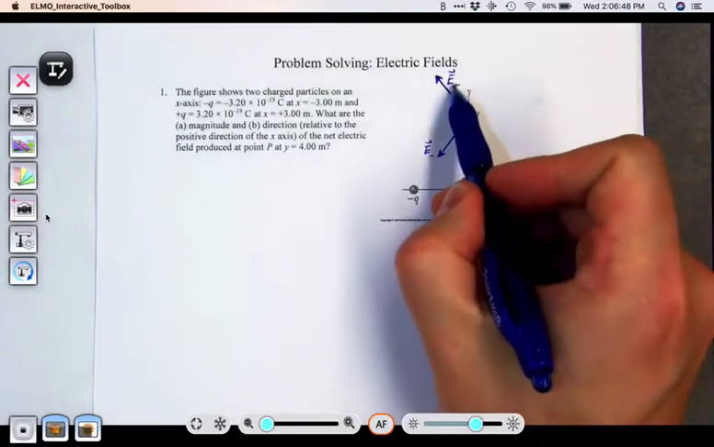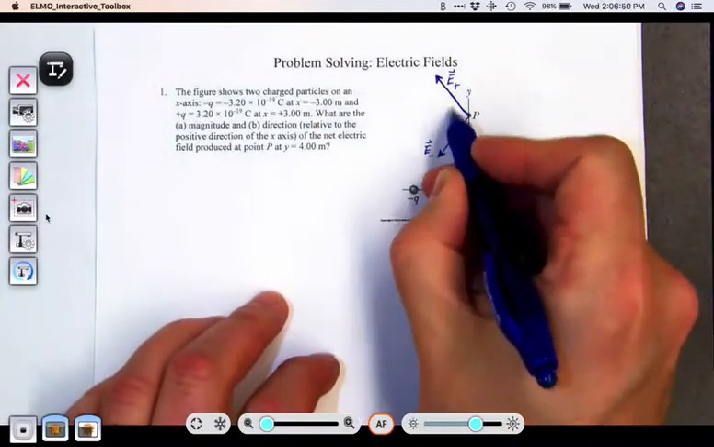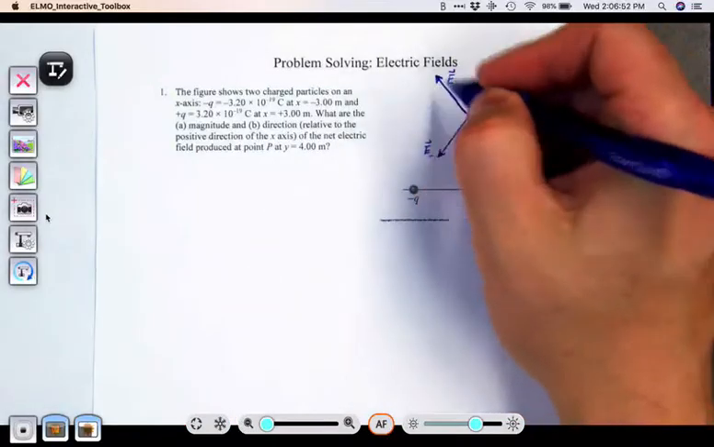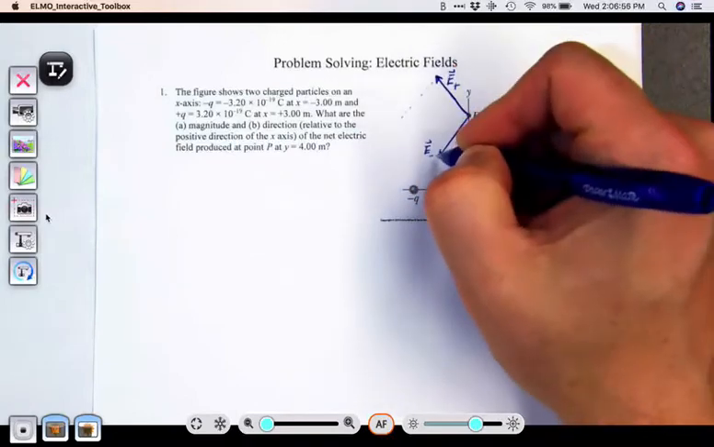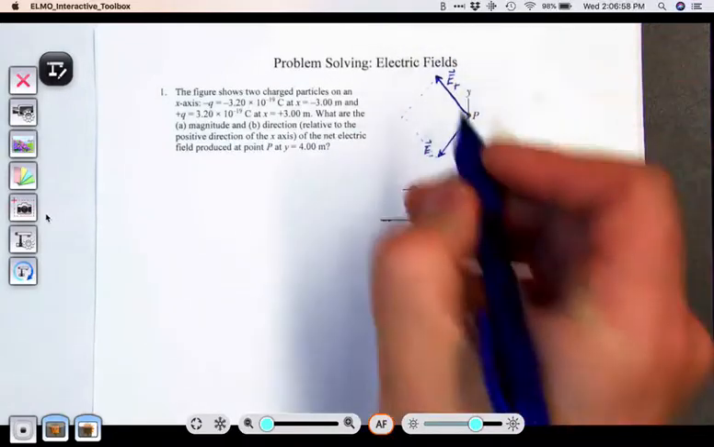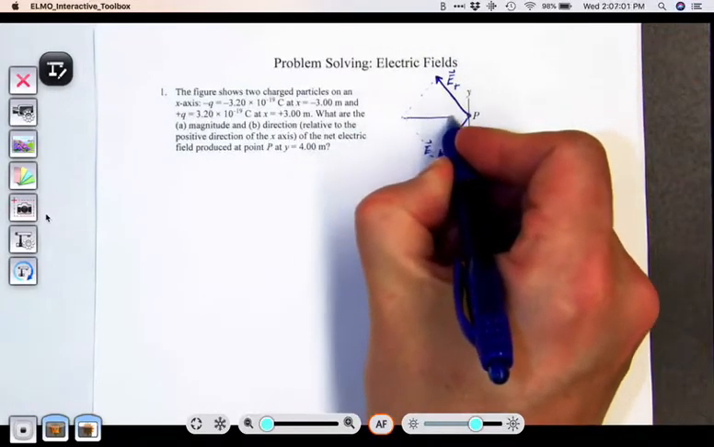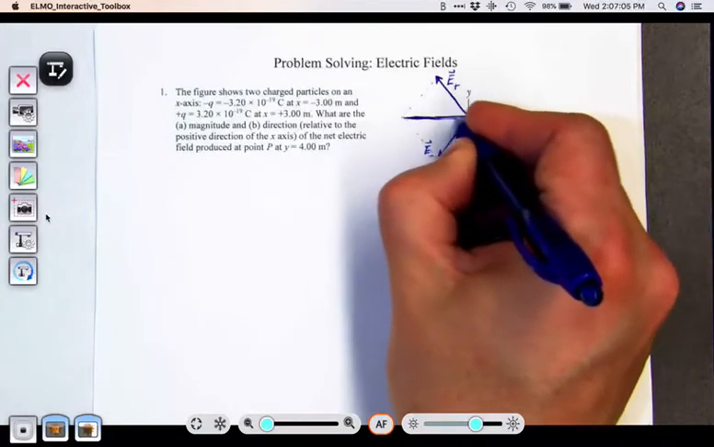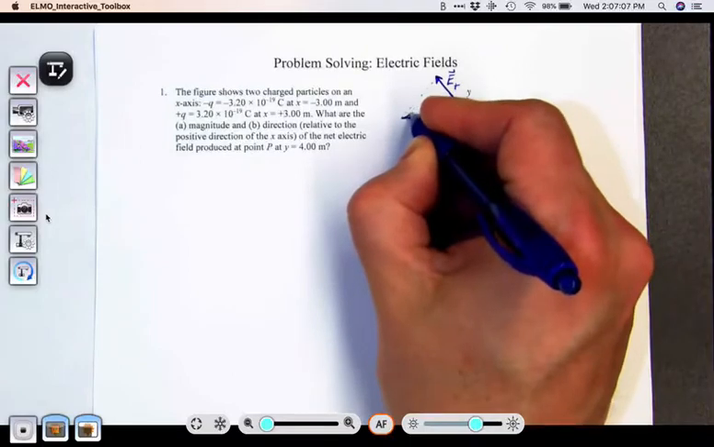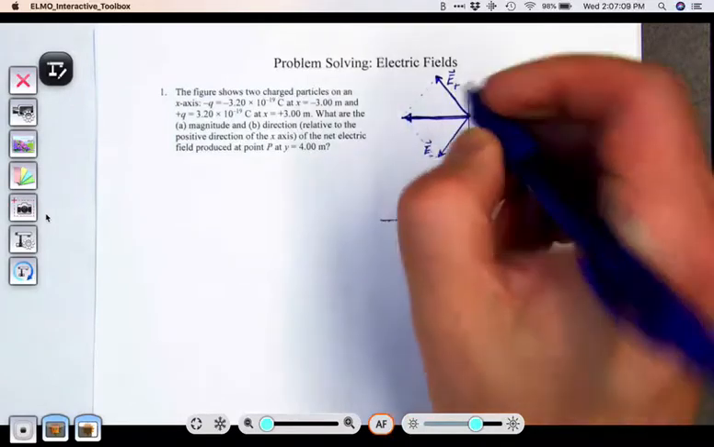And then the net electric field, if I add those two vectors together, I'm going to use the little parallelogram method for working out what that resultant electric field would be. The net electric field points over to the left, directly to the left, in fact.